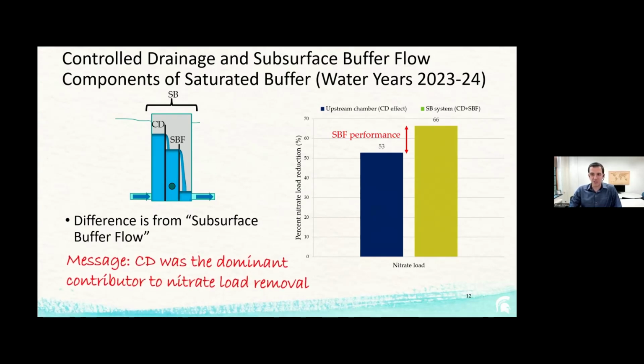That was the first surprise here. So the take-home message of this slide is that we found that the upstream chamber, which is, in other words, the controlled drainage effect here, was a really big player. It had a major role to play, and you can see the data, 53% nitrate load reduction.